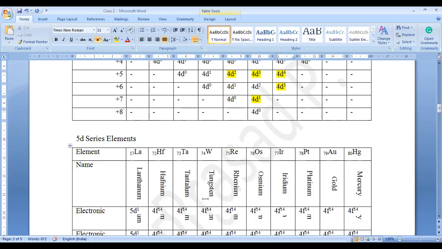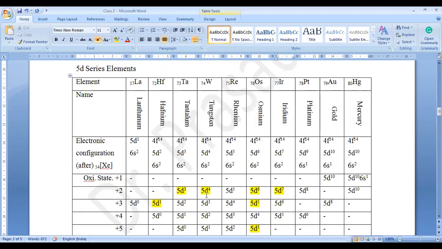Okay, now the 5d series. The 5d series starts with lanthanum, hafnium, like that. It is not lanthanides. After lanthanum, the atomic numbers 57 to 72 mean there are a set of atoms present in between La and Hf. We call them lanthanides. So here it's Hf 72 to 80, that is till mercury.